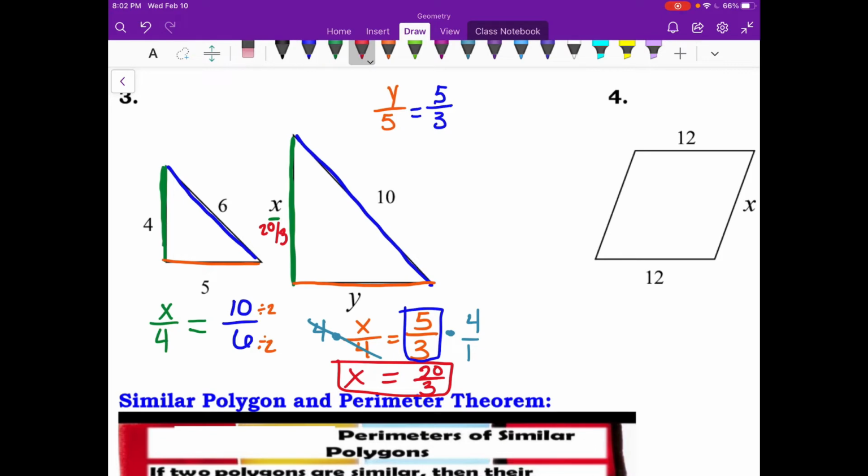I'm going to multiply by 5 on both sides to get rid of the 5 underneath that y. So I get y equals 5 times 5, which is 25 over 3. So 25 over 3. Try to have the variable on the top of your proportion if you can. It'll make it a little bit easier.